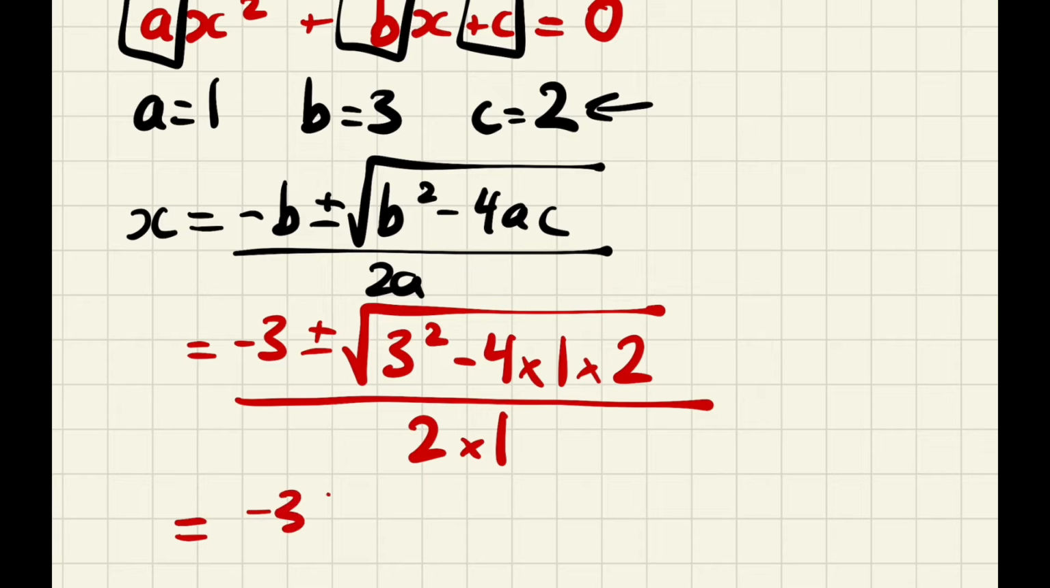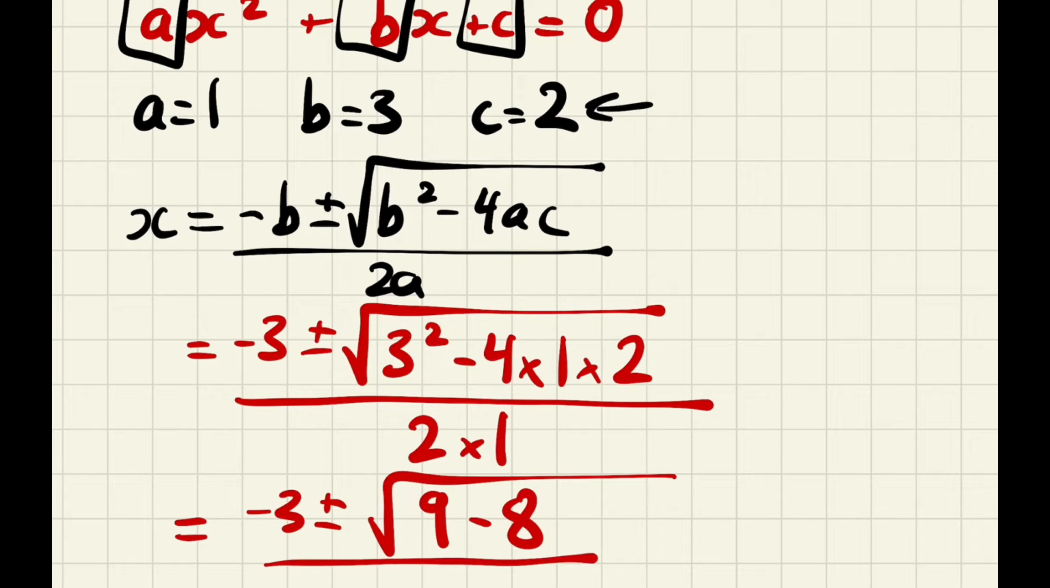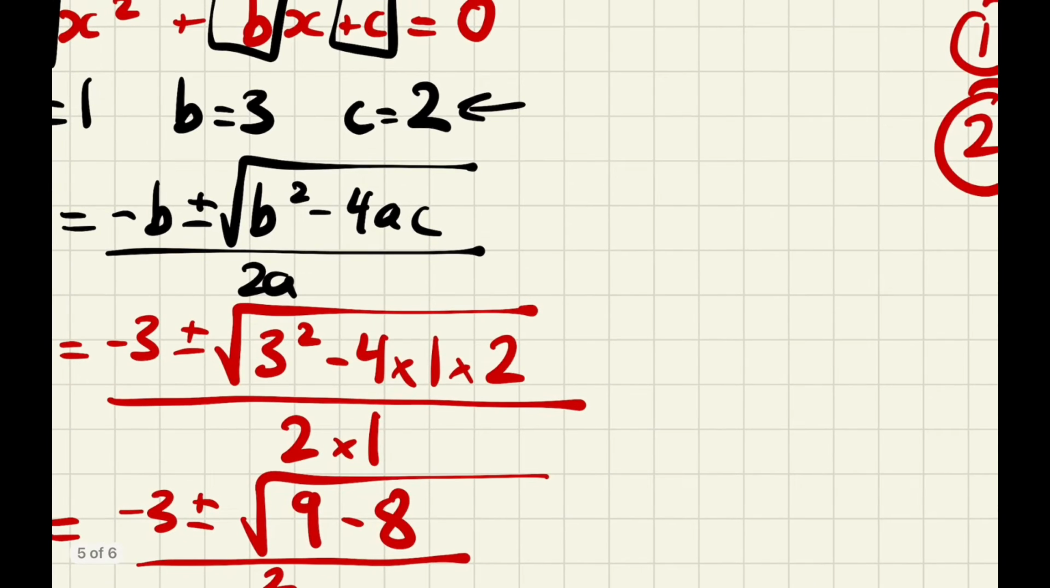We have minus 3 plus minus. Looking at what's underneath our square root symbol, we have 3 squared, which gives us 9. And then minus 4 times 1 times 2 is going to give us 8. And that's all going to be over 2 times 1, which is 2. Let's continue simplifying. So we'll have minus 3 plus minus 9 minus 8, which is going to give us 1. Square root of 1 is 1, all over 2.